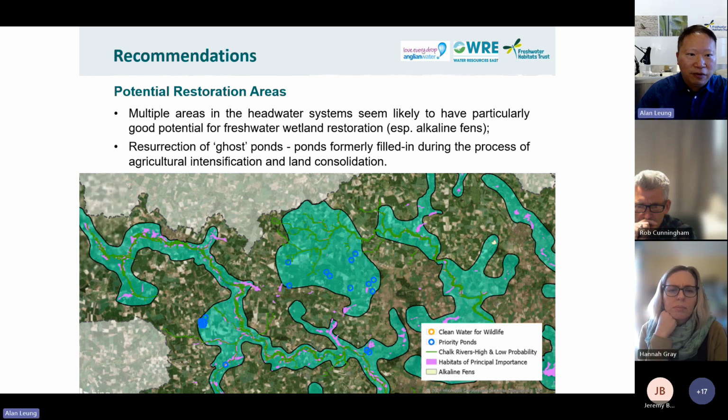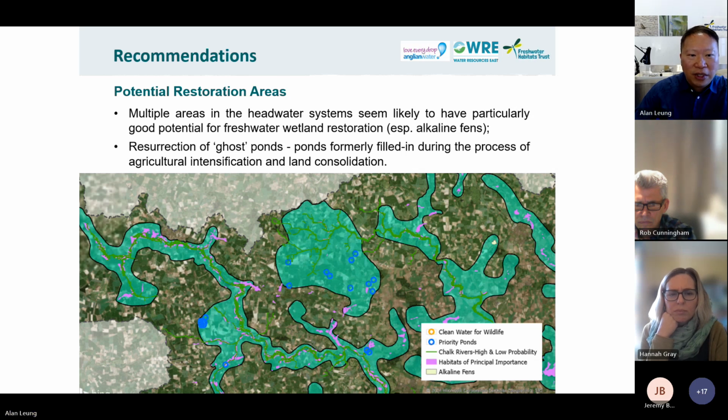At the northern part of the catchment, for instance, around the headwaters system, there seems to be very good potential for wetland restoration work as well. For example, around this IFA, which is the Norfolk Ponds area, this area has a very complex network of chalk stream, together with many priority ponds. Indeed, UCL have conducted quite a lot of research around this region. In recent years, they promote what they refer to as the resurrection of ghost ponds around this region.